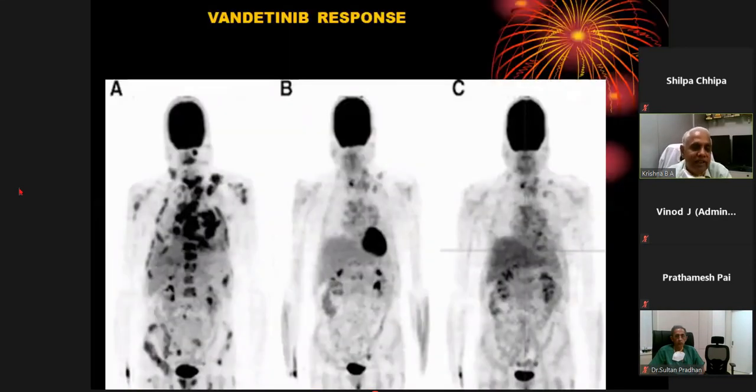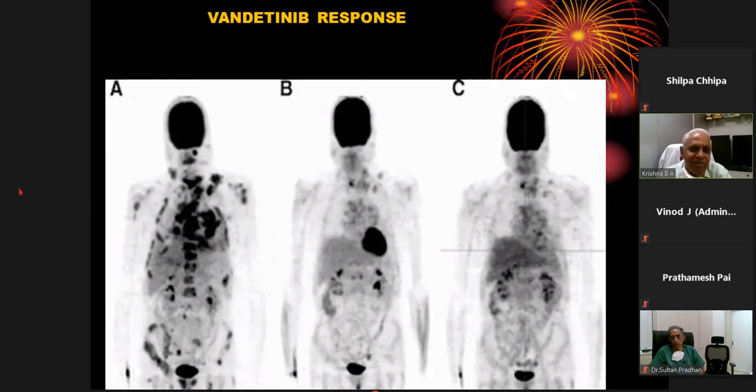Now, here is one data picture I am showing. Extensive disease in bone, mediastinum, liver, and after vandetanib therapy, you can see at the end of 4 months, remarkable regression of all the metastatic disease with residual disease in the mediastinum and the neck. So that means we have a modality now, even in the advanced metastatic MTC, to prolong the survival of the patients.